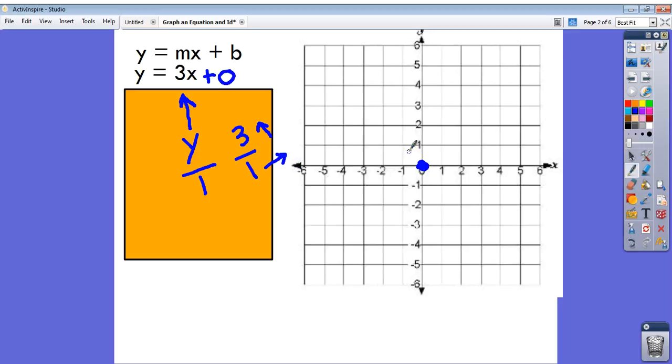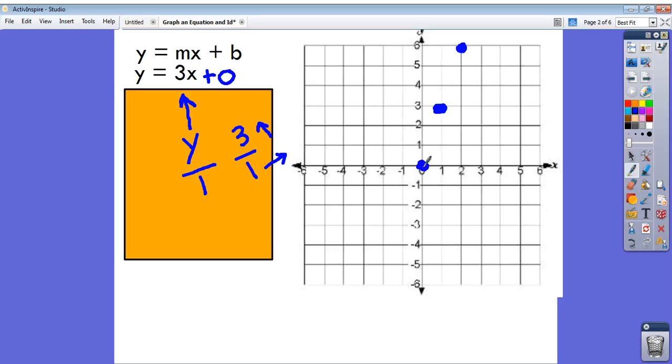So let's do that. Go to my y-intercept. I'm going to count up 3, 1, 2, 3, then I'm going to count right 1, and drop it off. I'm going to do it again. Up 3, 1, 2, 3, and right 1. I only have half of a graph right now. I want to go this way too.